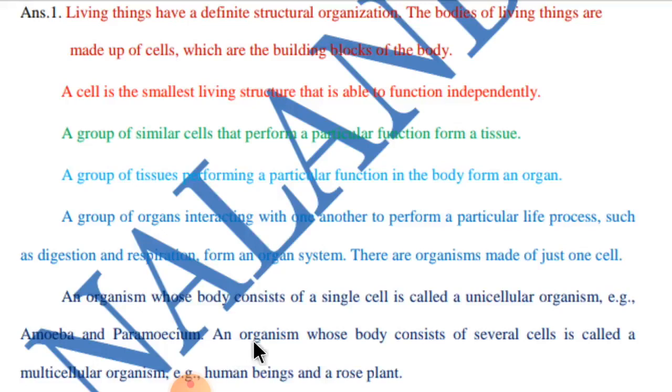And on the other side, an organism whose body contains several cells is called a multicellular organism. For example, human beings and a rose plant. So this is the structural organization in living things.